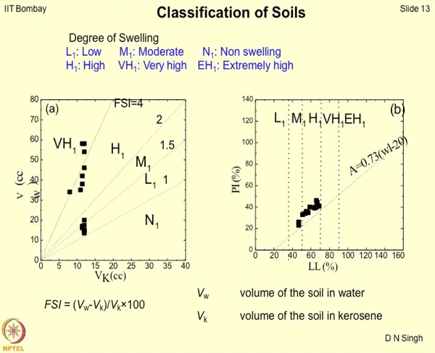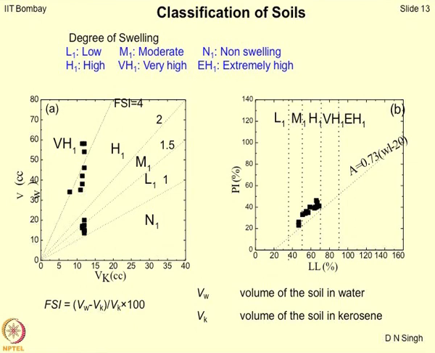Now, just to show you what is the application of these studies, this work I have taken from Ramanna's thesis, it is not published yet, where degree of swelling has been defined as low, moderate, non-swelling, high, very high, extremely high. The idea was to develop a classification scheme based on the swelling and shrinking response of the material.